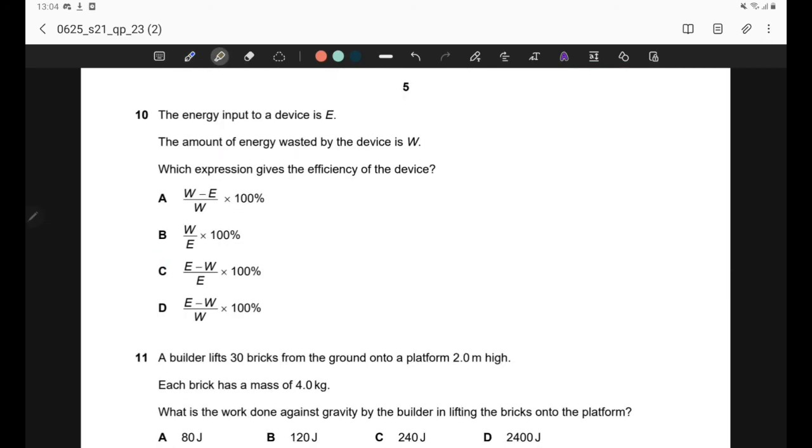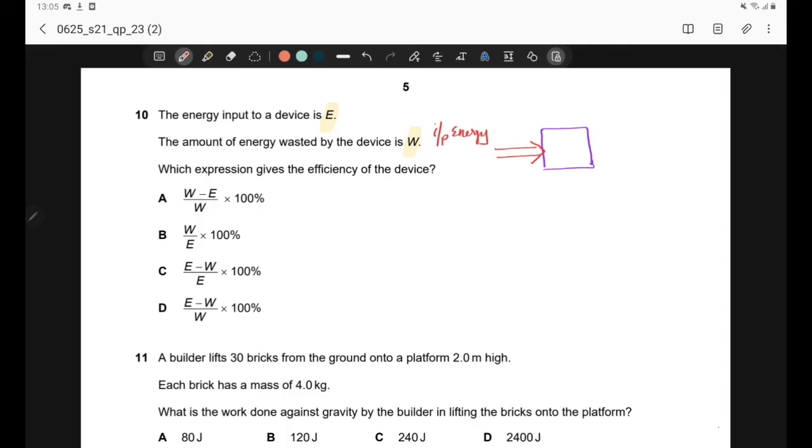Question 10. The energy input to a device is E. The amount of energy wasted by the device is W. Which expression gives the efficiency of the device? So we have a device, and the total input energy we are providing to this device is represented by E. So E is the total input energy given to this device. Out of this total input energy, some of the energy is lost in the form of waste energy.